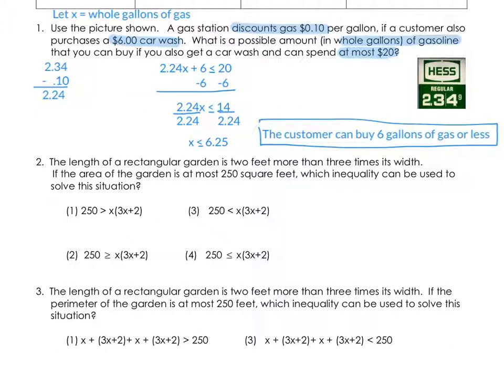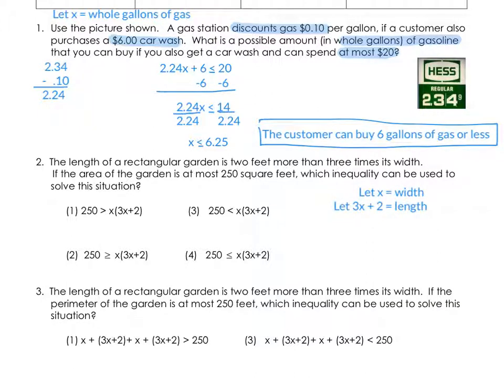Okay, the next one says the length of a rectangular garden is 2 feet more than 3 times its width. So we want to start with either a picture or some let statements. So I'm going to write some let statements. So we know that it's a rectangle and the length is 2 feet more than 3 times the width. I know nothing about the width, so I'm going to say let x equal the width. And then I know that the length is 2 feet more than, so that's plus 2, 3 times the width, so 3x plus 2. So I've got my two let statements, let x and let 3x plus 2. Those are the width and the length.